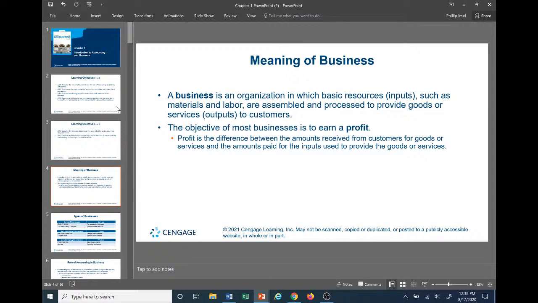Profit is the difference between the amount that you charge for these goods and services, meaning the amount of money you receive for providing them, and how much it costs you, the expense, to bring those goods and services to market or to your customers. So that's what a profit is. It's the difference between what you bring in as money and what it costs you to get that money coming in the door, also known as gross profit.